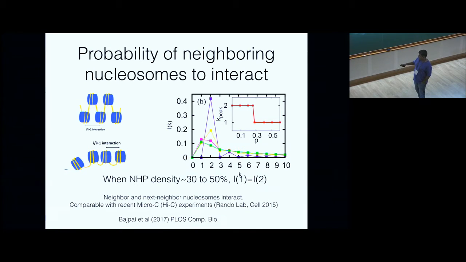And this result, interestingly, is comparable with recent Micro-C, which is some kind of Hi-C done in yeast, where they could look at nucleosome-level resolution Hi-C. Technically, they use micrococcal nuclease to digest so they could get high resolution. And this is from the Rando Lab. They also say that this I of 1 is roughly equal to I of 2. So at least this is the parameter regime where I of 1 will be equal to I of 2, that is when non-histone protein density is about 30 to 50%.